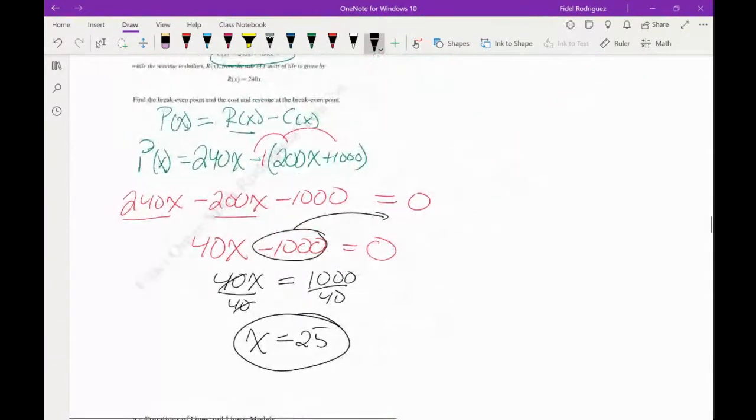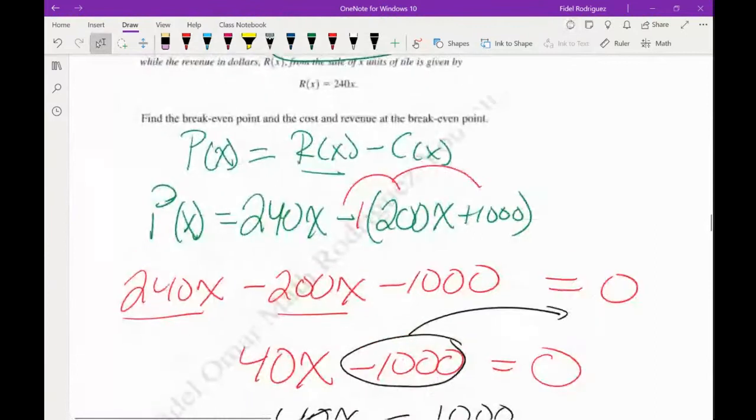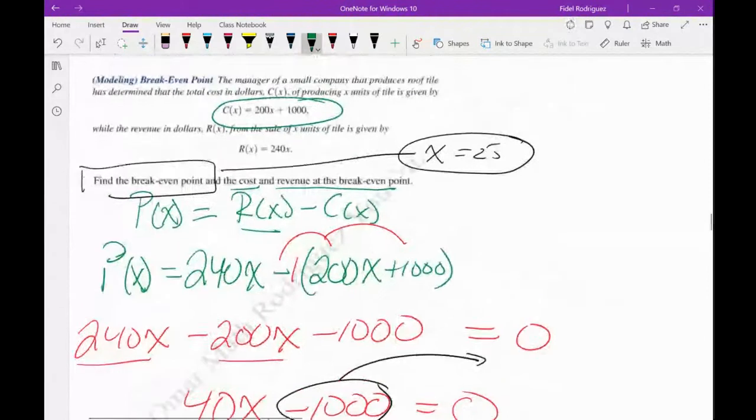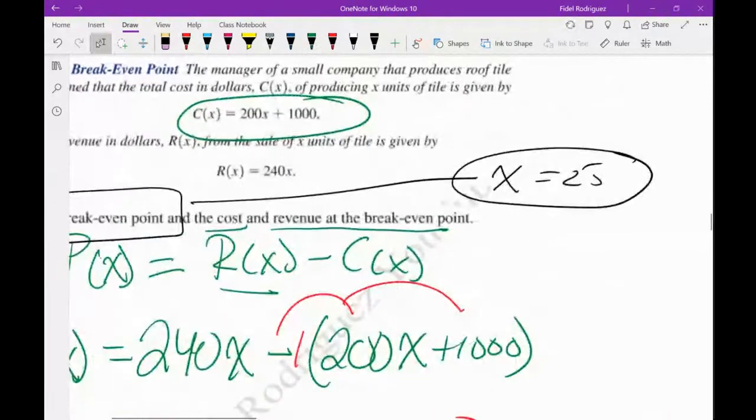So look, we came up with the answer. It says, find the break-even point. There's actually another part. So this part here, we're going to say x is equal to 25, okay? And then it says, let's find the cost and the revenue at the break-even point. So what they want me to do, guys, is come to this piece here and to this piece here, and everywhere we have an x, we're going to plug in what number?